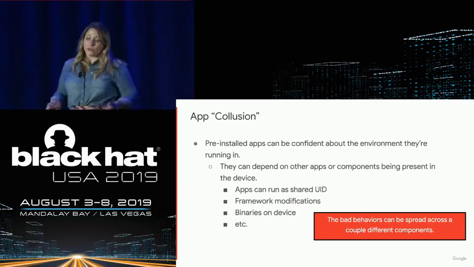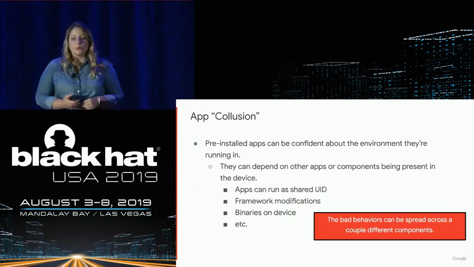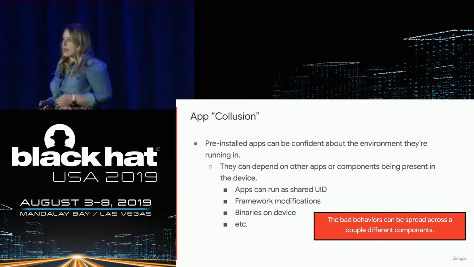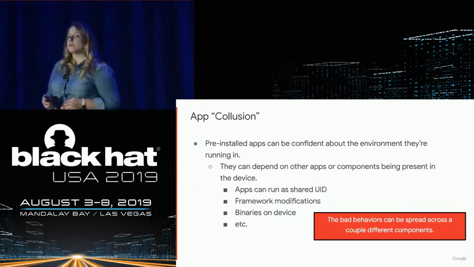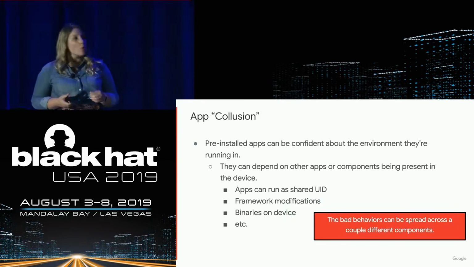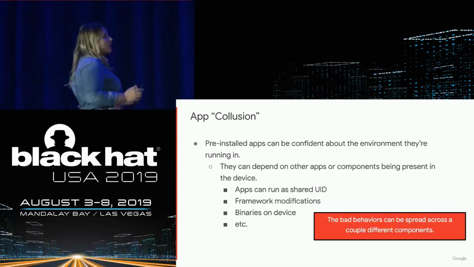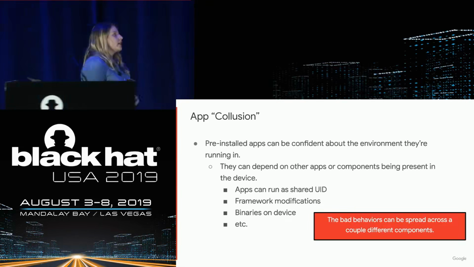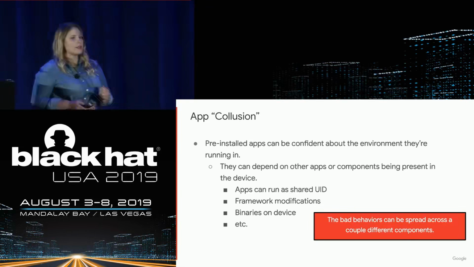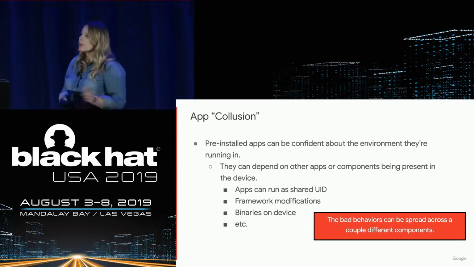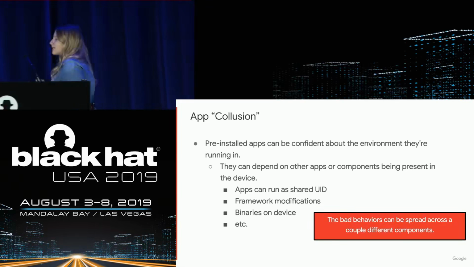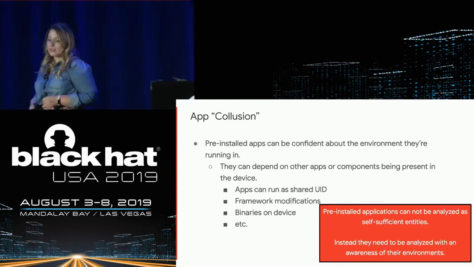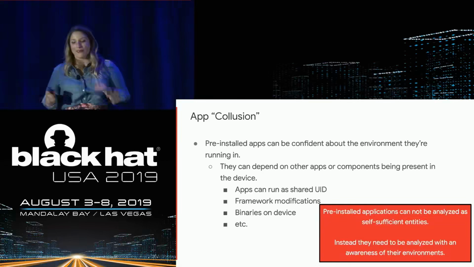Another issue is app collusion. So we talked about this a little bit with shared user ID, but the main difference is that while this may happen sometimes in user space apps, it happens quite a bit in pre-installed apps because they know their environment. They can be confident this other app will exist on the device, or these binaries, or this OS modifications. So if you're going to try and analyze that app as a self-sufficient entity, it may have spread its bad behaviors across a couple different components.